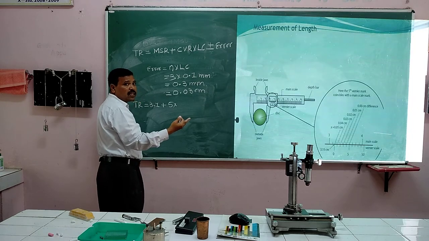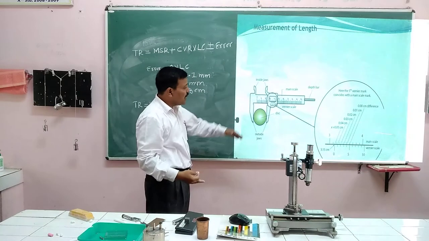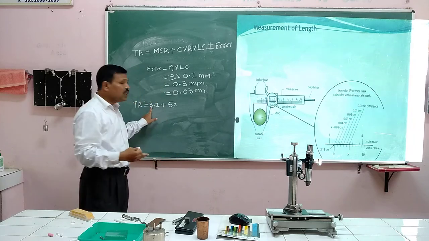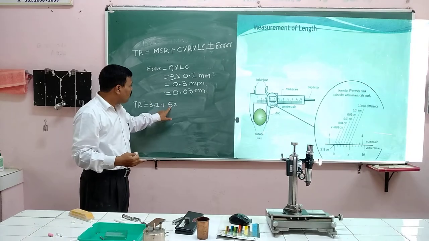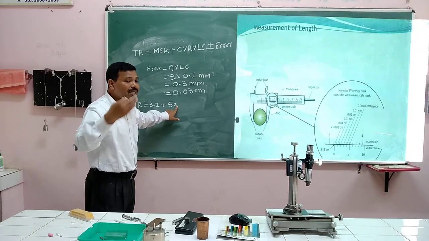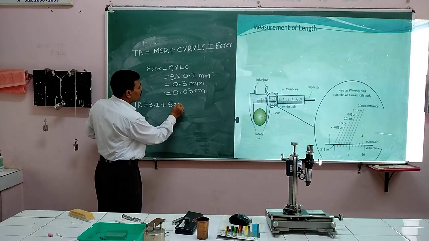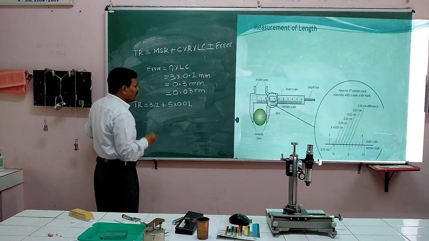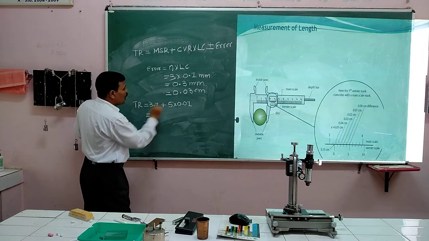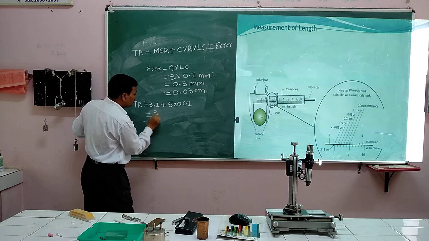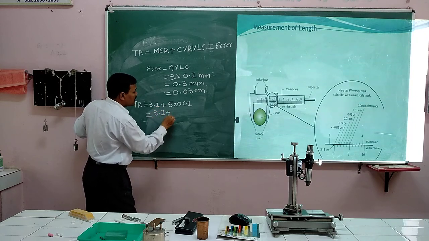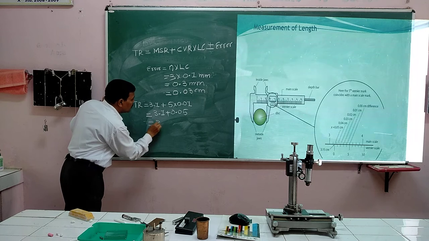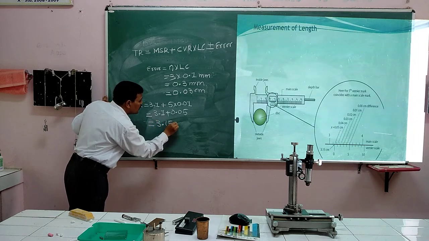The least count here we express in terms of centimeter. The main scale reading is 3.1 centimeter. 5 into, we have to write the least count in centimeter. The least count in centimeter is 0.01. Okay, then how much do we get? 3.1 plus 0.05. So we get here 3.15 centimeter.